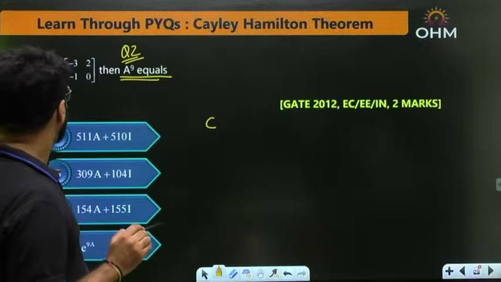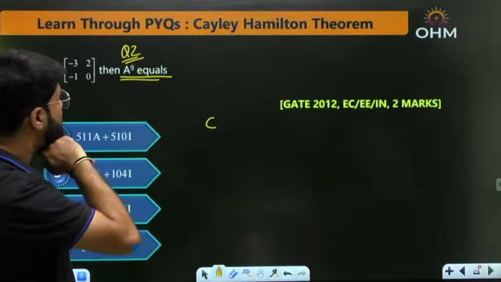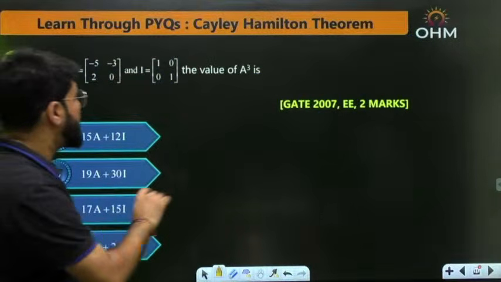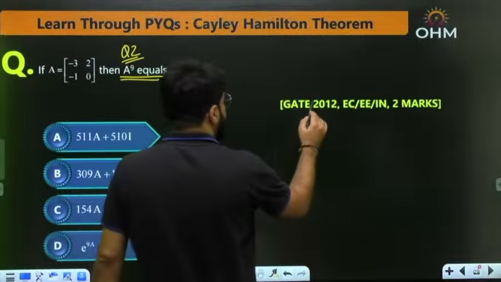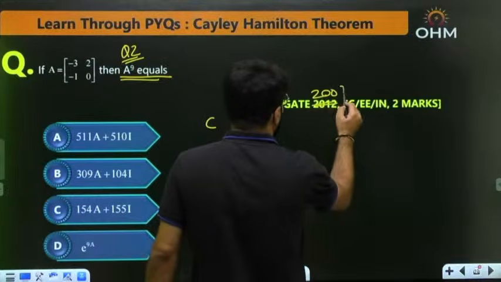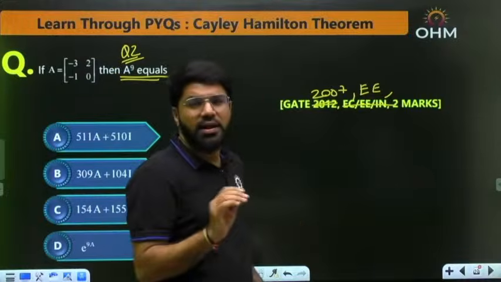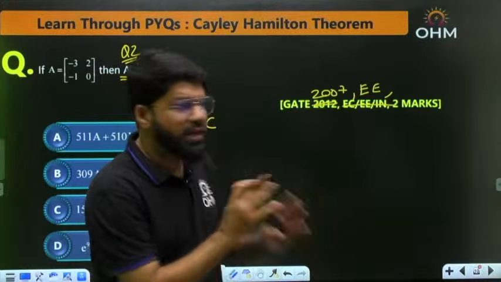No, I think this is wrongly mentioned. GATE 2012. No, this is a linked question. This is swapped, I think. Sorry. This is GATE 2007 only, dear. GATE 2007 EE, that continuity common data question. Same question only. I think it has been swapped.